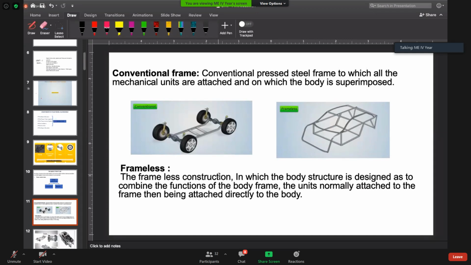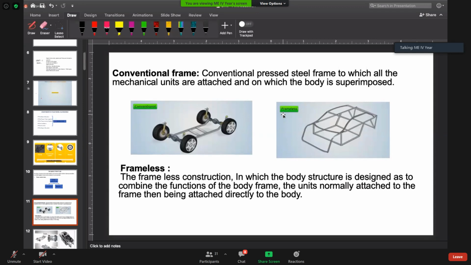The frameless construction in which the body structure is designed as to combine the function of body frame, the unit normally attached to the frame, then being attached directly to the body. Now, can anyone give me some examples where you have seen frameless construction? Go-kart. F1 racing cars, Formula 1 car, go-kart.